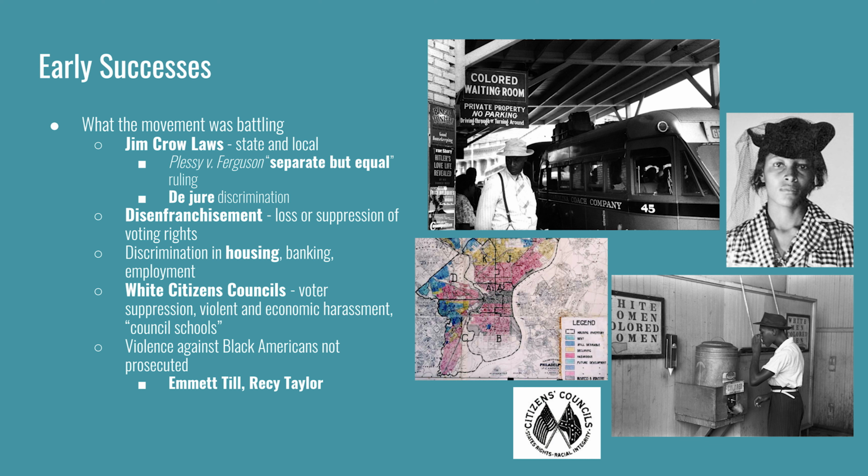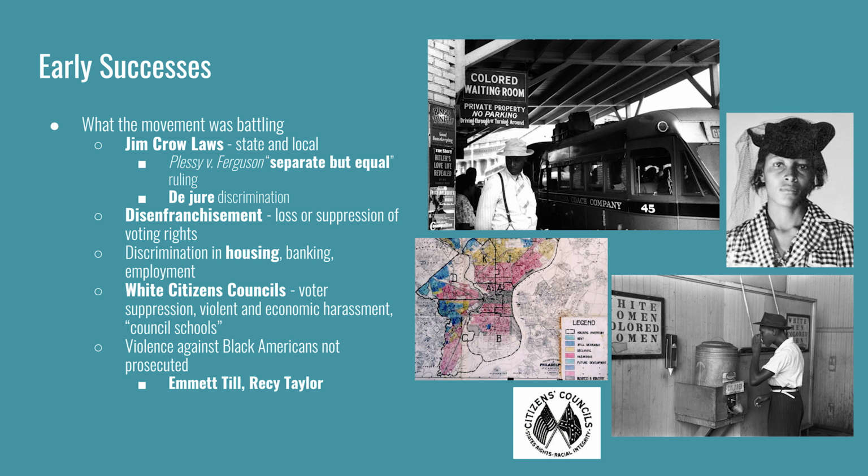Emmett Till was a 14-year-old boy from Chicago who was visiting family in Mississippi. He was accused of offending a white woman, which led to his kidnapping, torture, and lynching. Three days after his abduction, Till was found in a river. His head had a bullet wound through his right ear, and his eye was dislodged from his socket and had barbed wire tied around his neck.